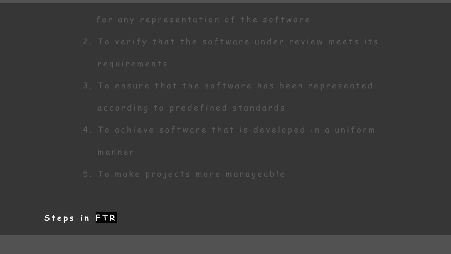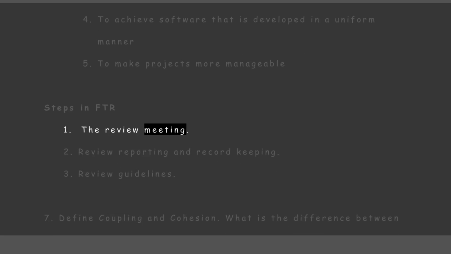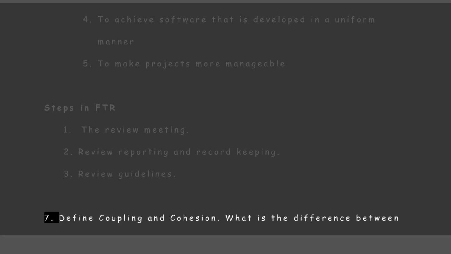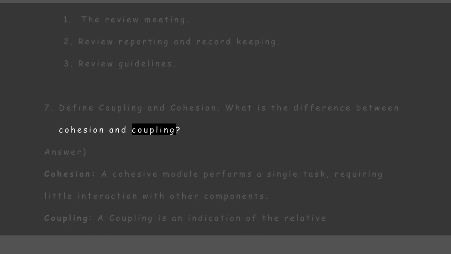Steps in FTR. 1. The review meeting. 2. Review reporting and record keeping. 3. Review guidelines. 7. Define coupling and cohesion. What is the difference between cohesion and coupling?